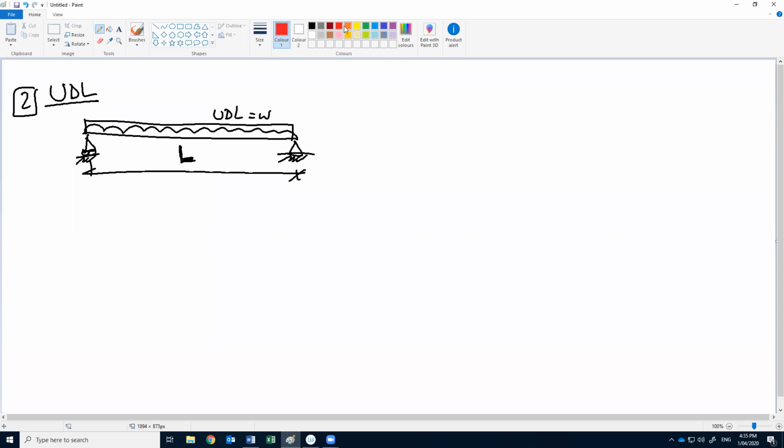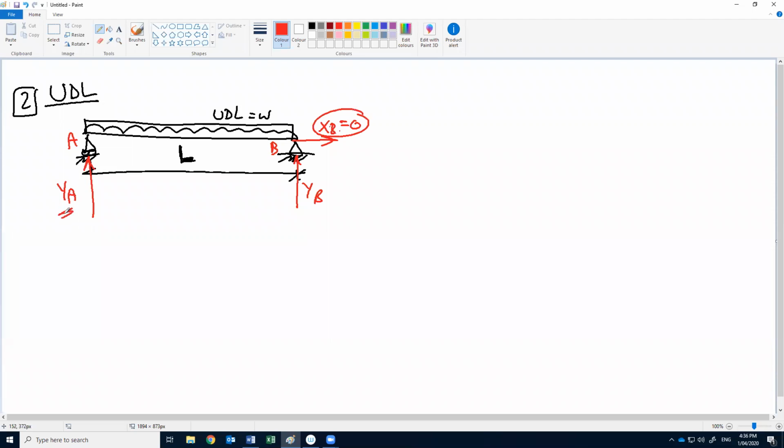First of all, before calculating the moment and shear diagrams, we need to find the reactions. How many reactions do we have? Three. If this is A and this is B, we have YA, YB, and XA. XB, sorry, should be 0, because we don't have any forces in the X direction.